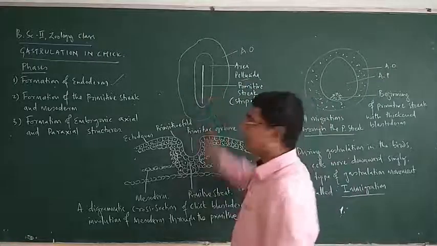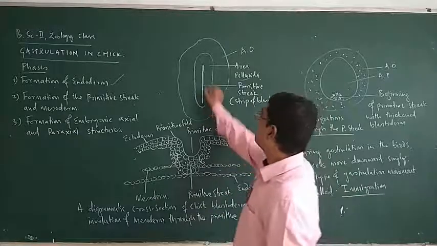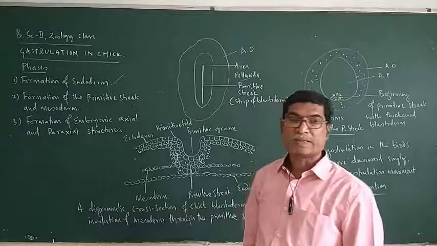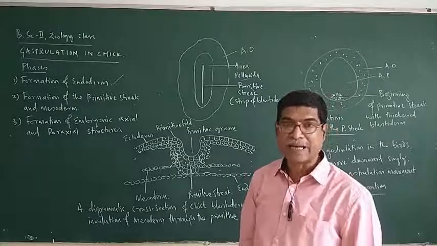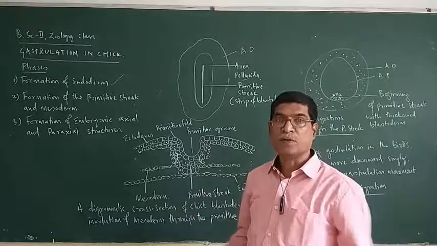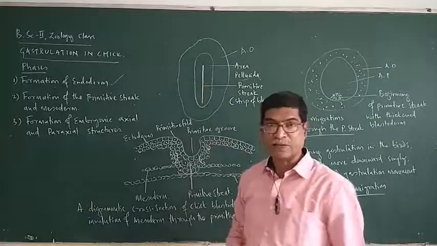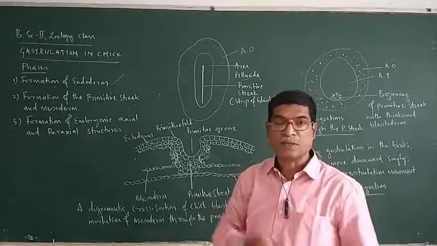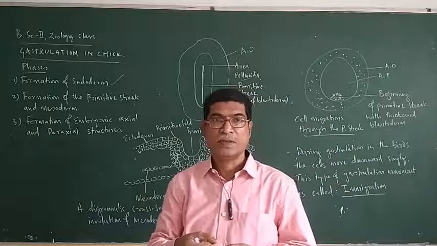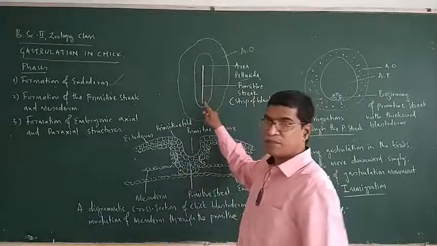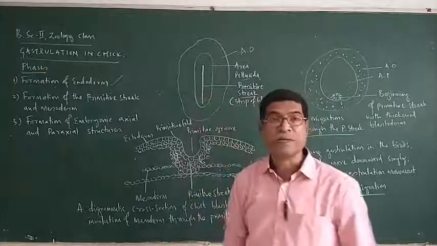In the middle region of the area pellucida, a narrow strip appears. This strip of thickened epiblast is formed due to the inward movement of epiblast cells at this region. The thick line developed along the midline of the area pellucida is known as primitive streak. What is this? Primitive streak.